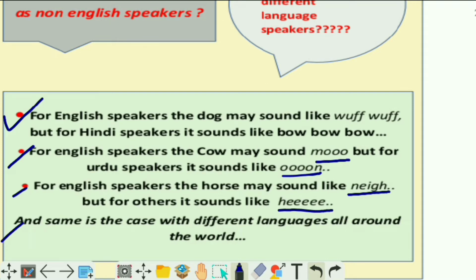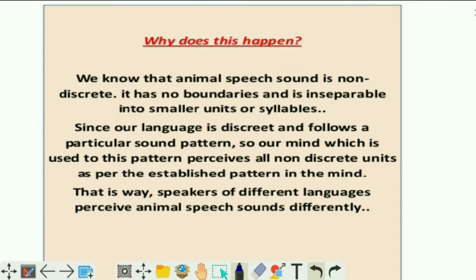But the question is, why does this happen? Why do different language speakers perceive animal speech sounds differently? This is the question. So, why does this happen?